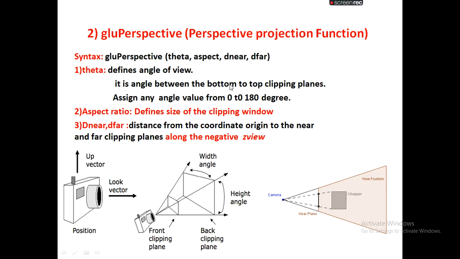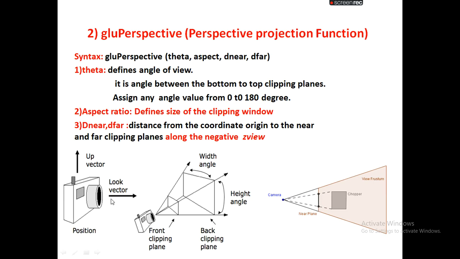So theta is the angle between the bottom and top clipping planes of the pyramid, or our frustum, like this. Now these are the parameters we are using, and here I specified clearly d near and d far: it is the distance from the coordinate origin, meaning from the camera origin, to the near plane as well as the far clipping plane along the negative z view.